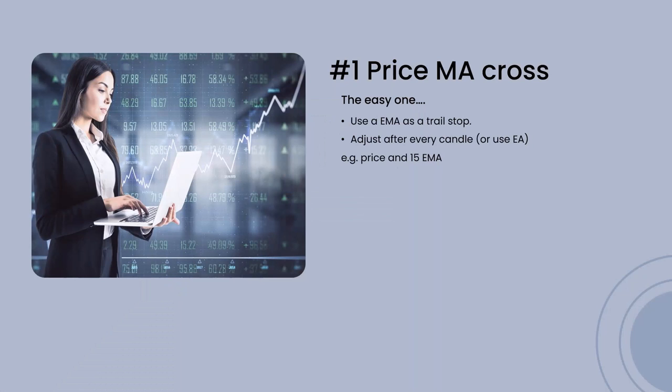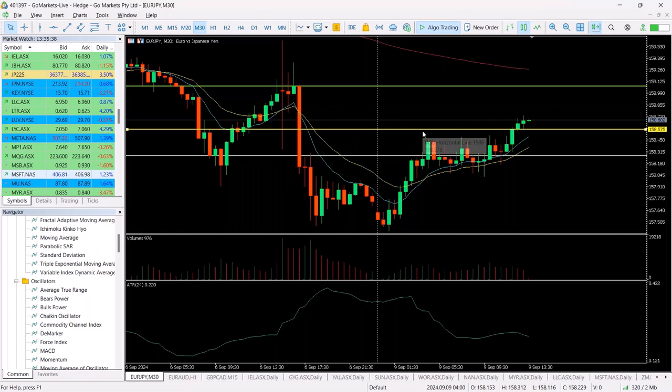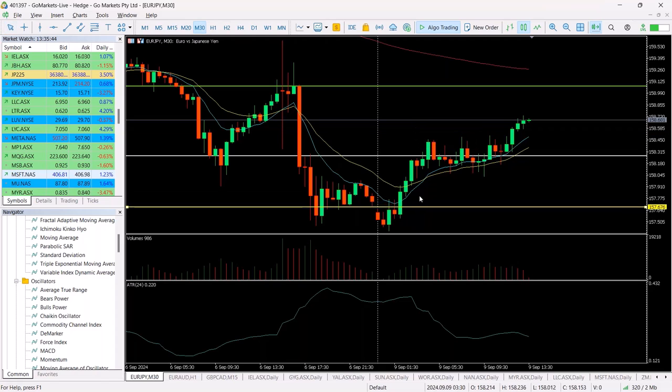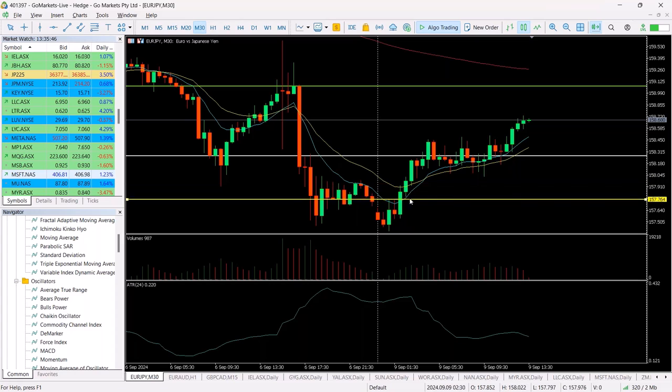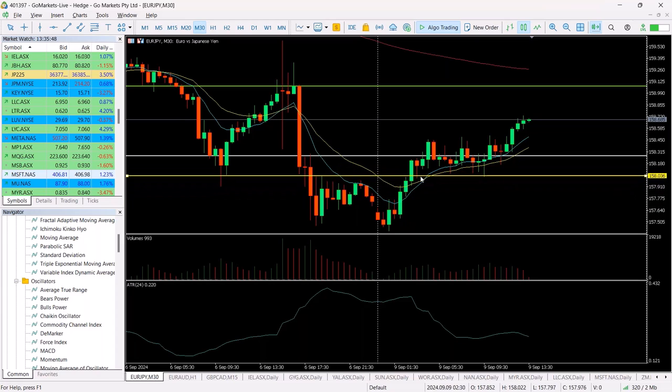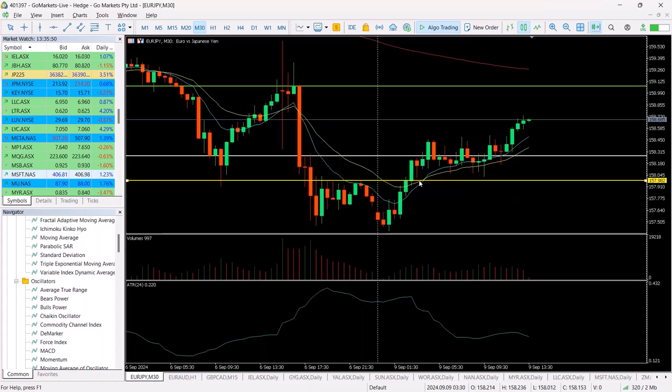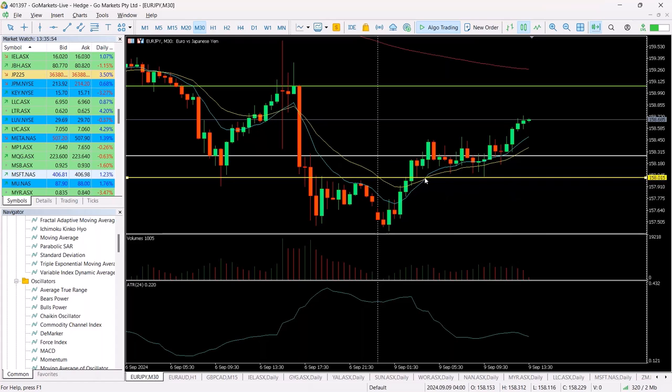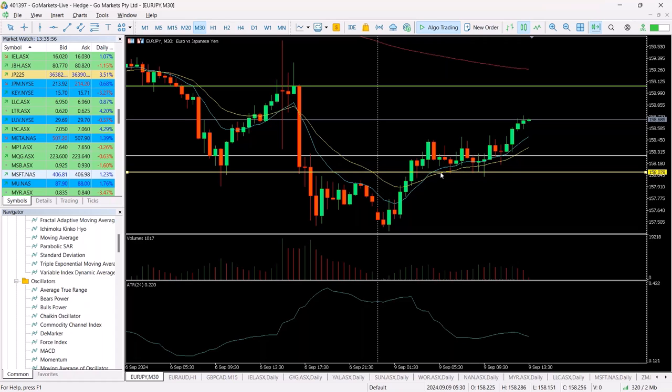So you adjust that after every candle. So if you're doing this, what we'll do is say, okay, we're looking for a, so let's say we're getting on this candle. There's our 20 EMA, this candle will turn it to there, this candle will be there, this candle will be there, and so on and so forth.